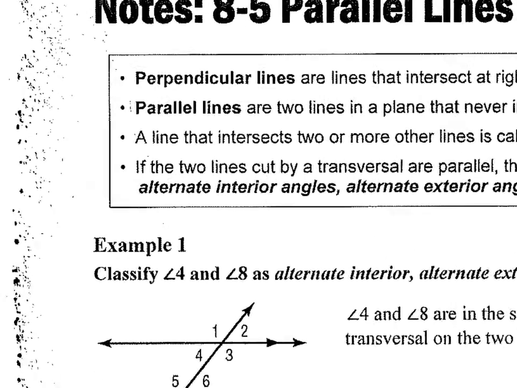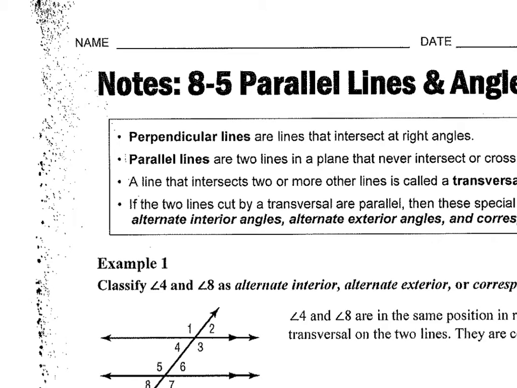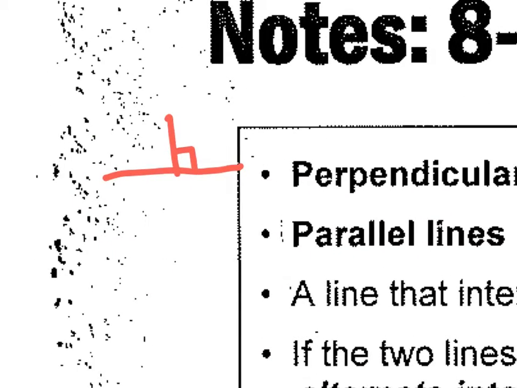So things that we need to define first, we talk about perpendicular lines. This is lines that intersect at right angles. So a perpendicular line is my right angle. Those two lines, actually let me change that to blue right there. Those two red lines on there are perpendicular to one another.